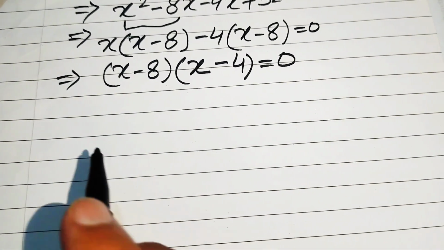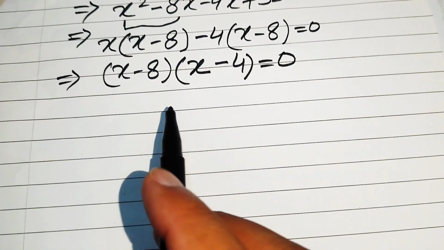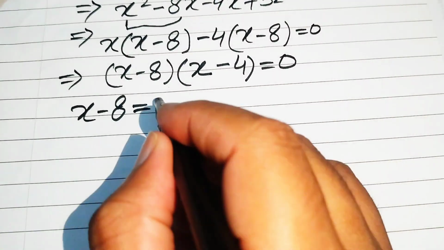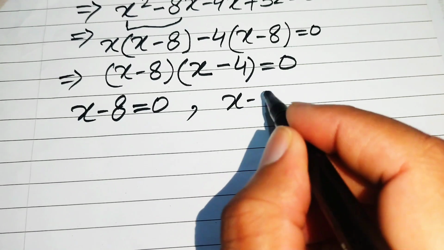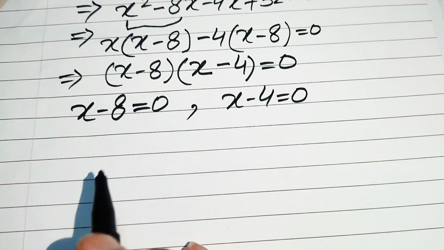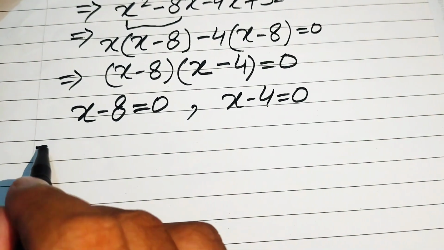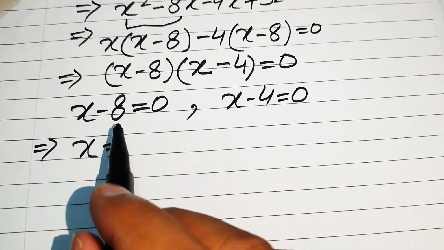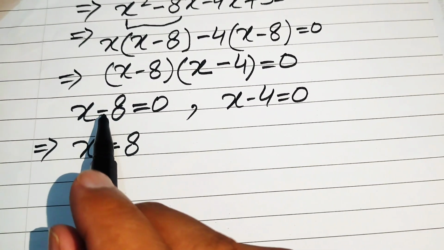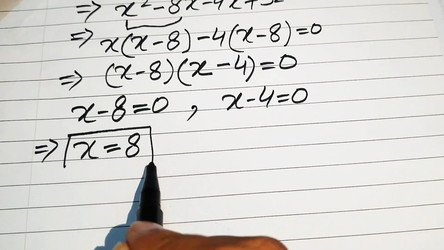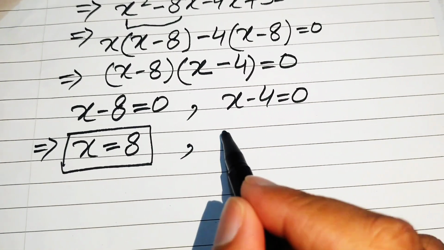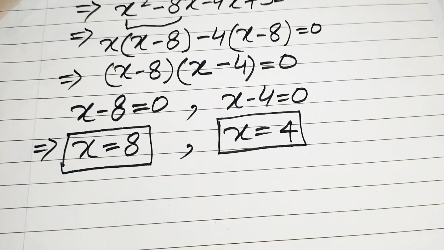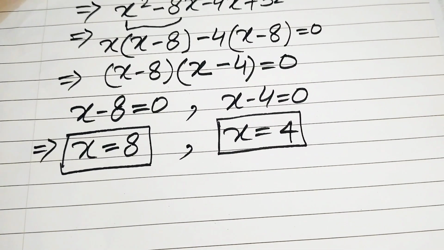And now in the next step we convert this equation into two cases. So the first case is we take x minus 8 equals 0, and the second case is we take x minus 4 equals 0. So from the first case we easily get the value of x equals 8, because when we move minus 8 it becomes here plus 8. And similarly from the second case we get the value of x equals plus 4. So here we have these two values of x.